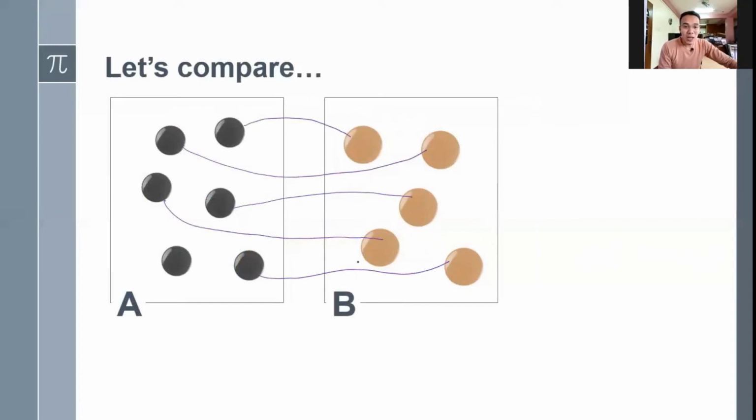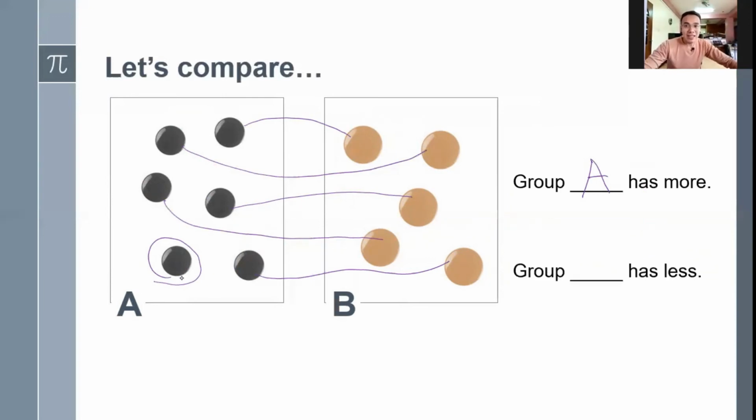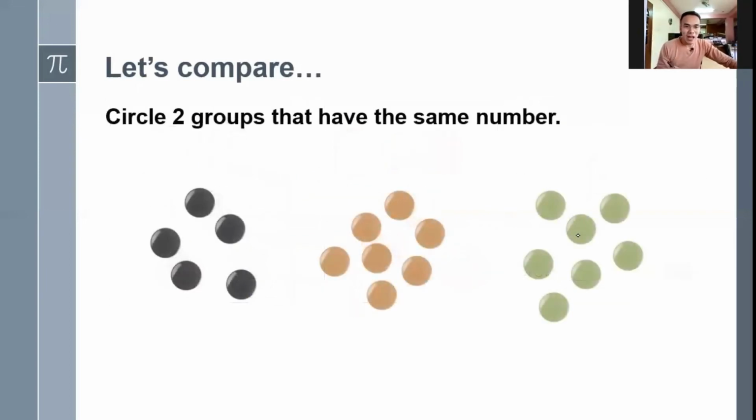If you look at the groups, there's an excess in group A. This is the excess. So we can say that group A has more, right? Because there's excess in group A. And we can say that group B has less, right? And of course, they don't have the same number of counters. Okay?